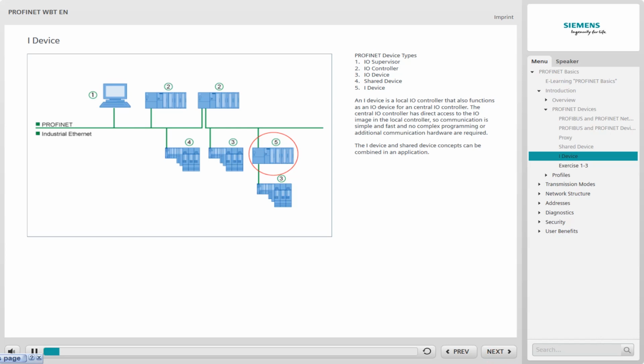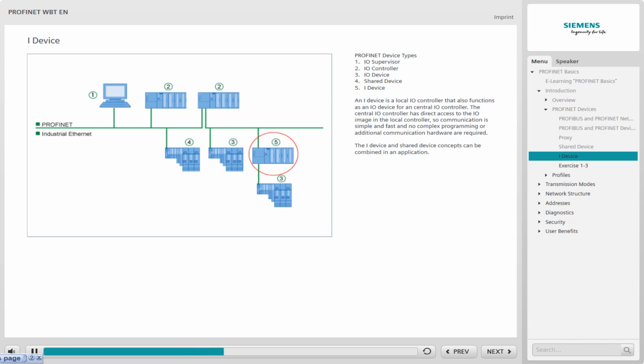iDevice is short for Intelligent Device. An iDevice is a local I/O controller that also functions as an I/O device for a central I/O controller. This means that the central I/O controller has direct access to the I/O image in the local I/O controller, so communication is simple and fast and no complex programming or additional communication hardware are required.